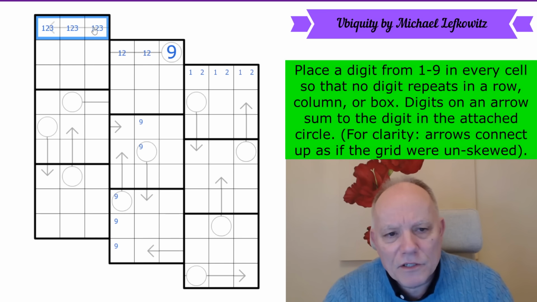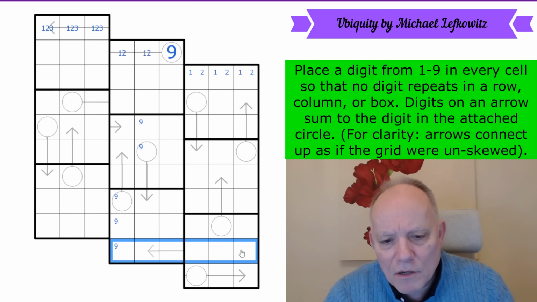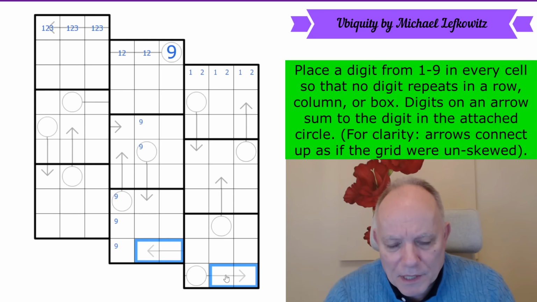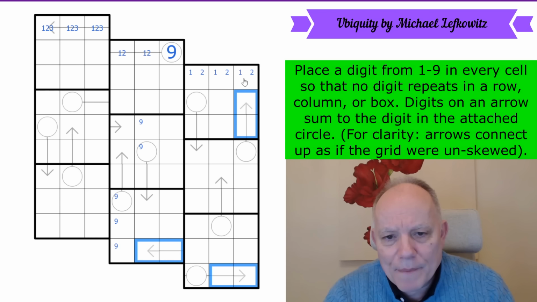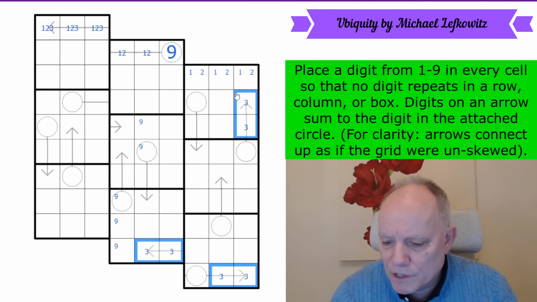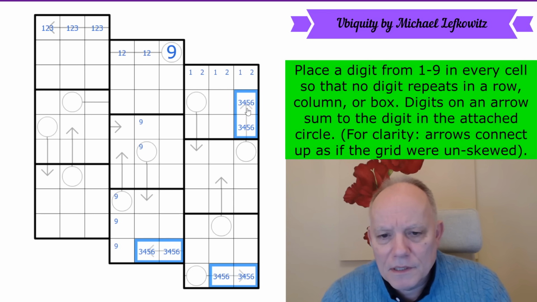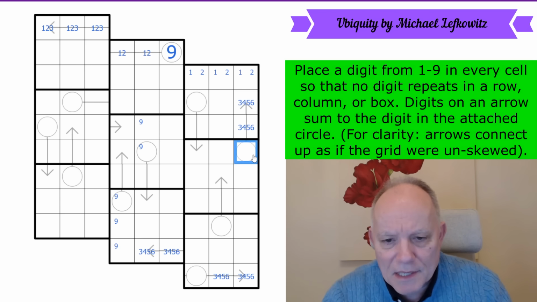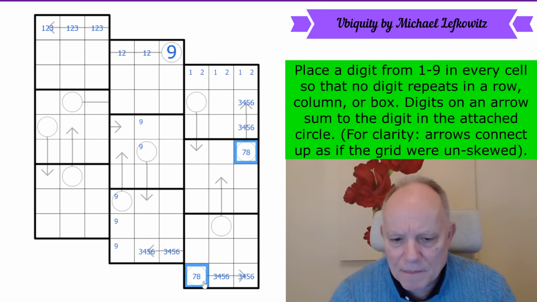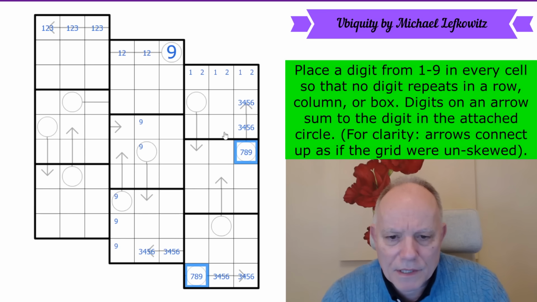And what we've done at the top here is used up 1 and 2 twice. So they can't appear here at all, 1 and 2. And therefore the arrow cell digits, both in these boxes where they can't contain 1 and 2, and in this arrow where because of this box they can't contain 1 or 2, these must use digits from 3, 4, 5 and 6. And their circles must sum to 7, 8 or 9 as a result.